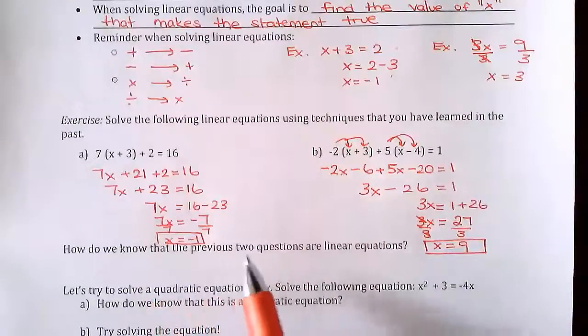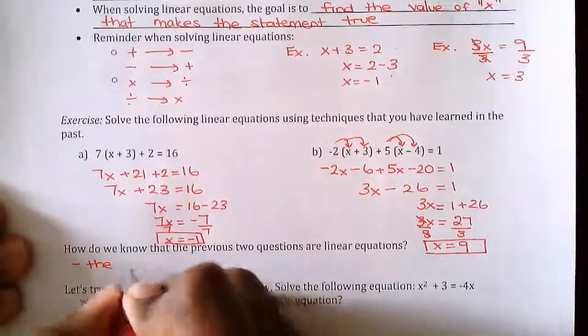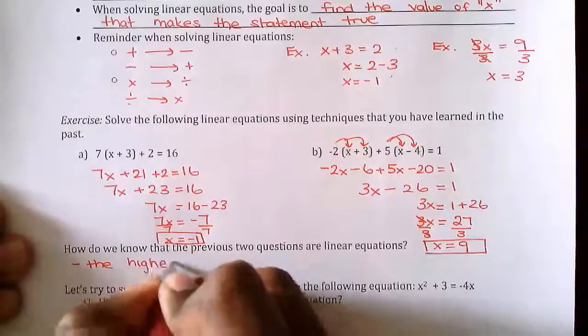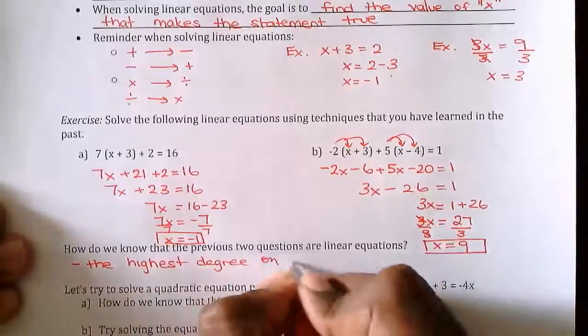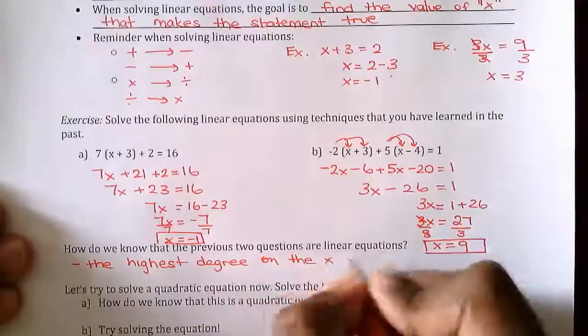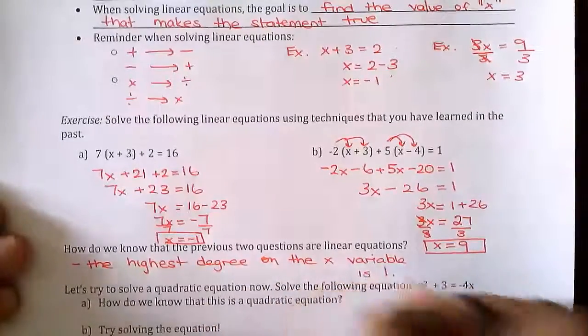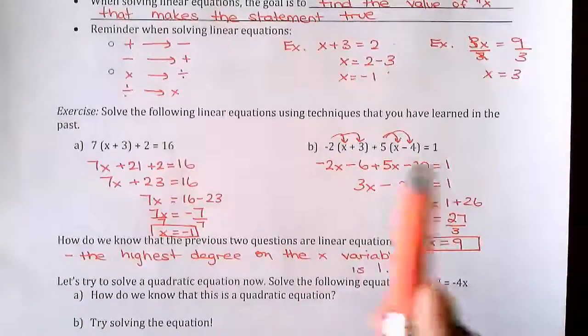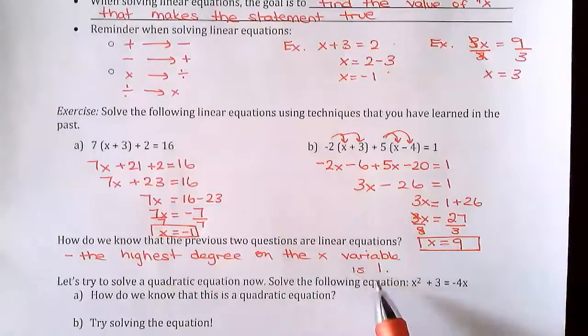So how do we know that the previous two questions are linear equations? Well, simply because the highest degree on the x variable is 1. Again, I wrote x variable because that's what we saw in these equations. If they used an m variable, again, the highest degree would be 1.